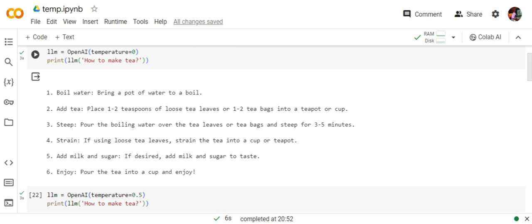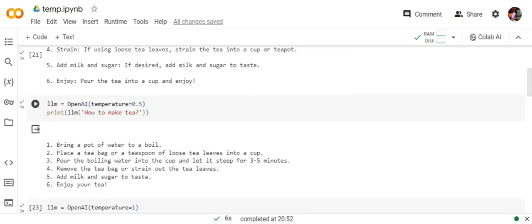Now moving ahead, I'm increasing the temperature to 0.5. The range of temperature for OpenAI is from 0 to 2, where if we go as high as 2, you will see a lot of randomness, which I will be showing you. When 0.5 has come in, you don't see a lot of random stuff coming in.